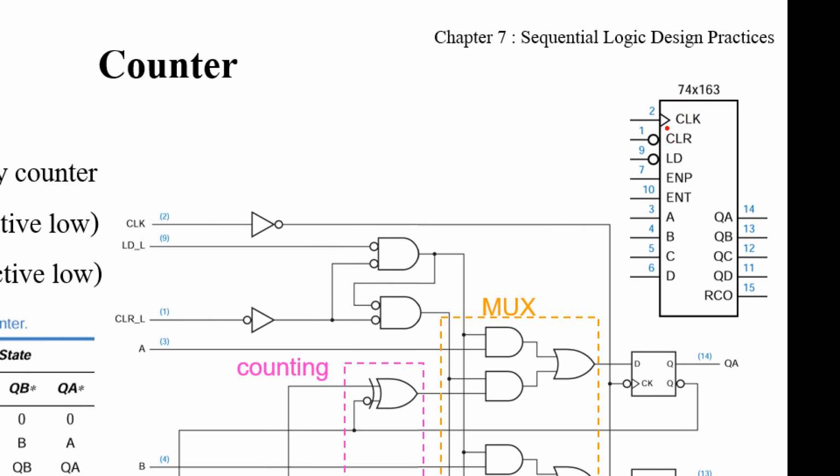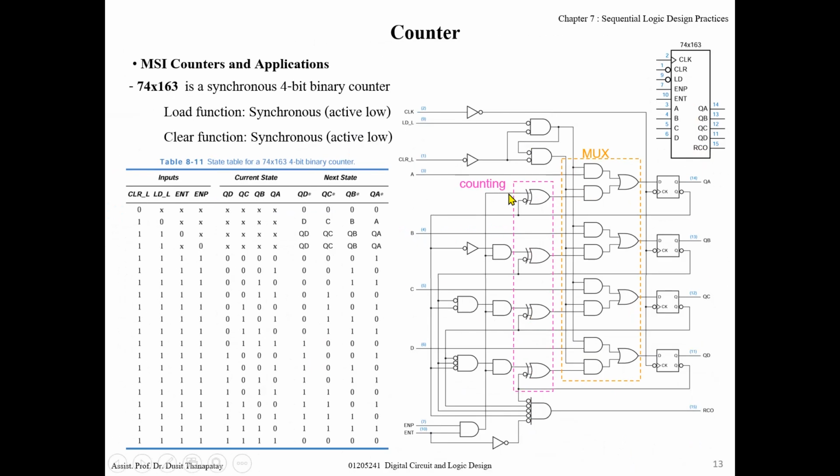This is clock, clear, load, enable P and enable T, data input D, C, B, A, and output QD, QC, QB, QA, and RCO, ripple carry output. Okay, now let's consider the internal circuit of this IC.